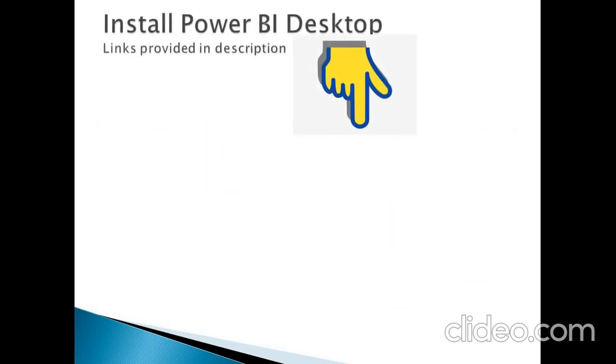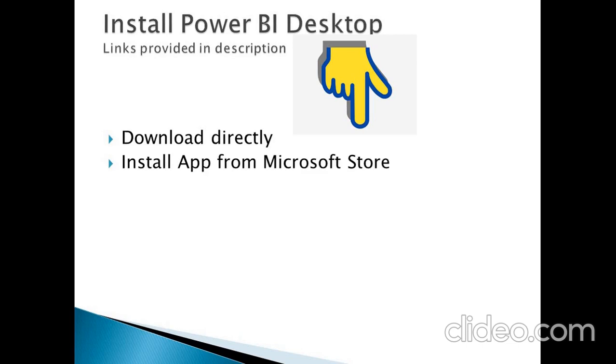Let us first see how to install Power BI Desktop. Installing Power BI Desktop can be done in two methods. You can either download it directly or you can install the app from Microsoft Store. But before you proceed, you need to know your system's platform. Power BI is available in 32 bits and 64 bits. So please check your system information and then only proceed with the downloading version.